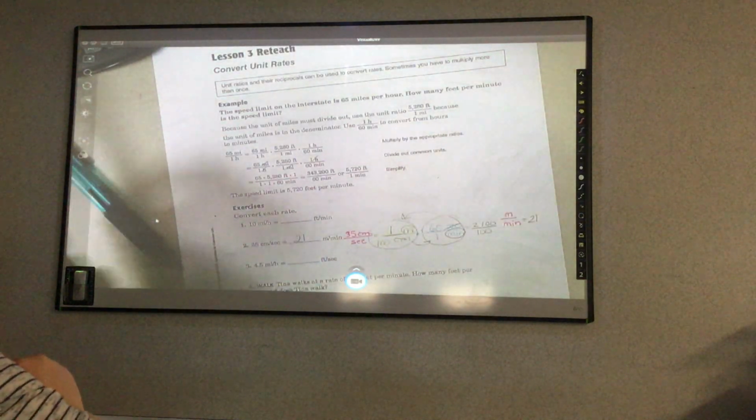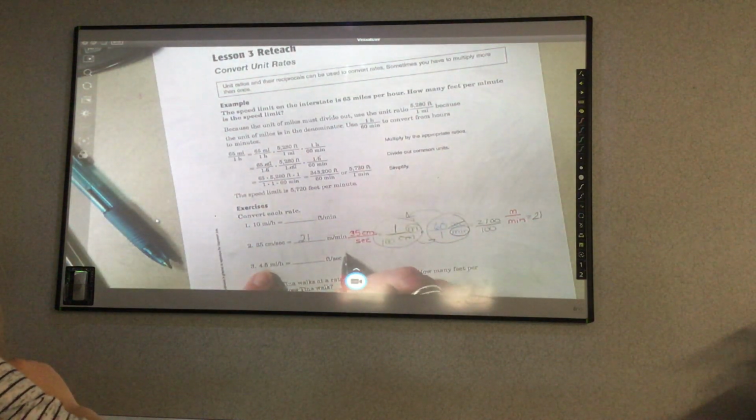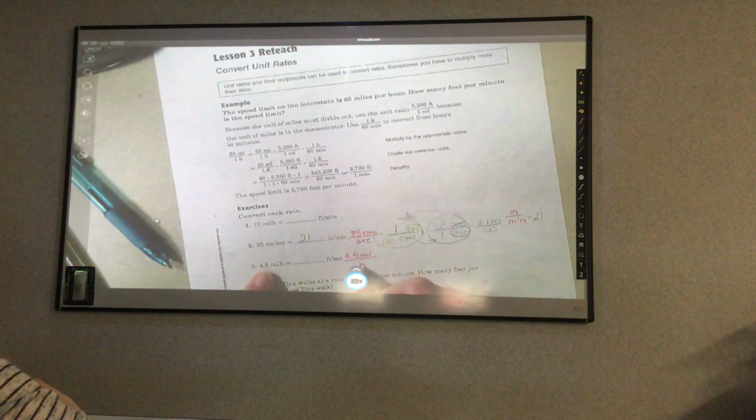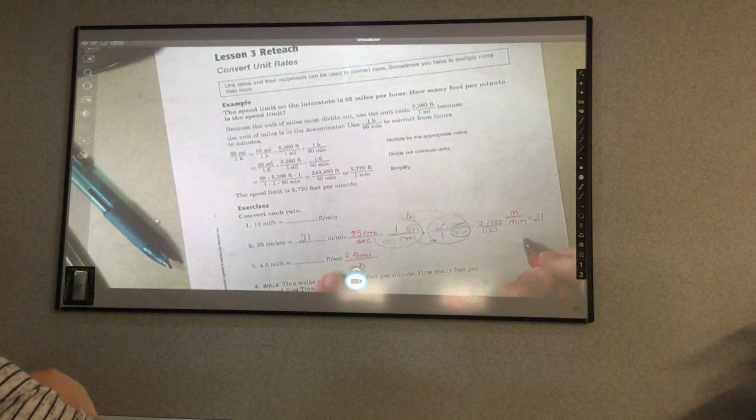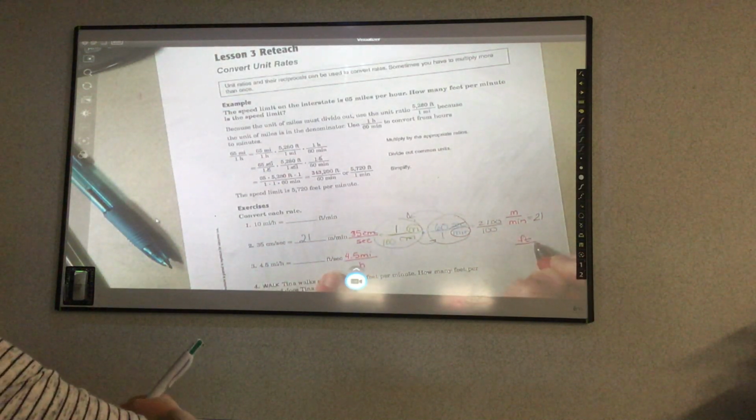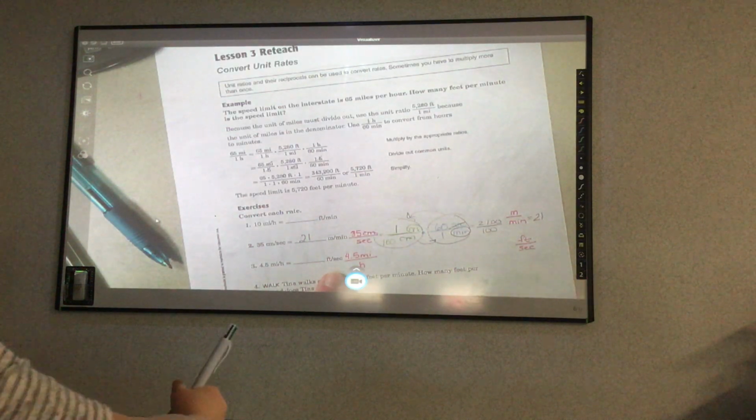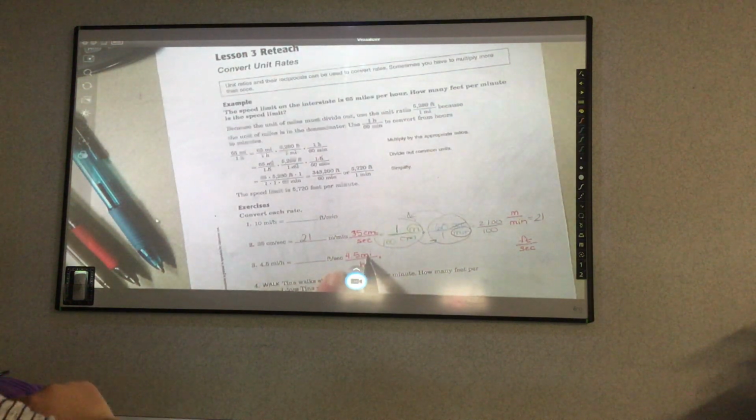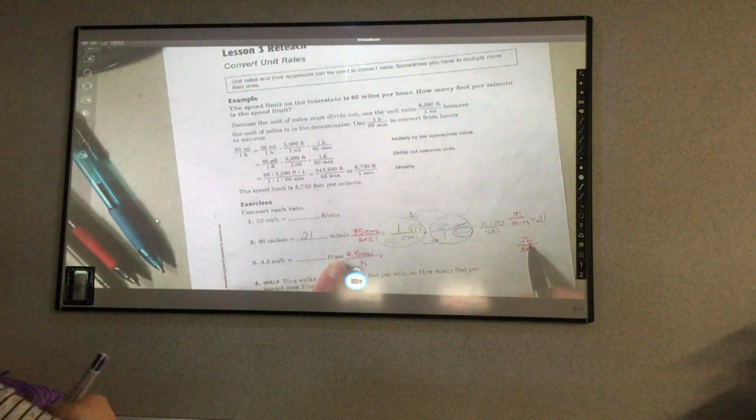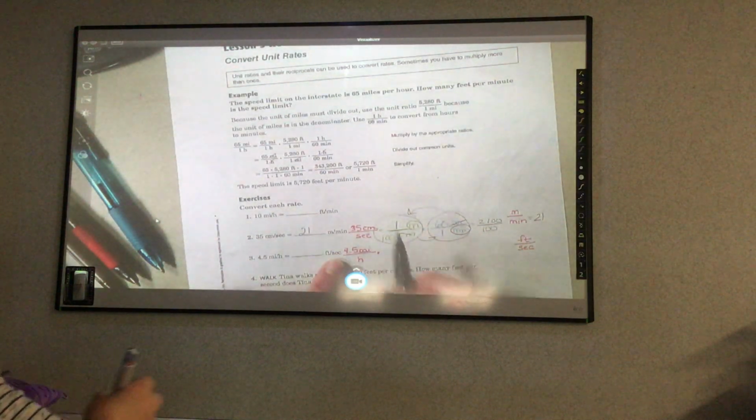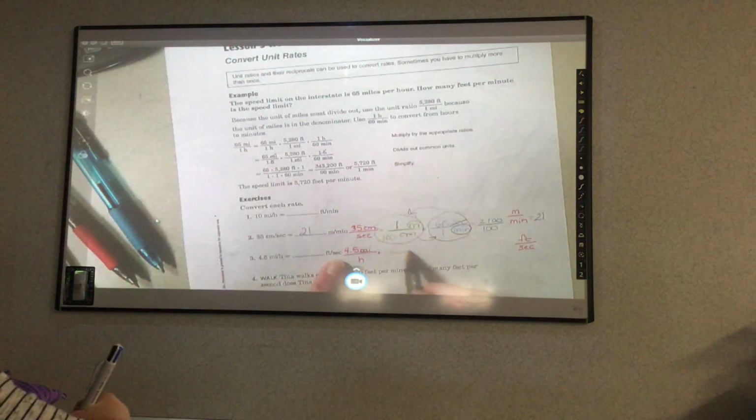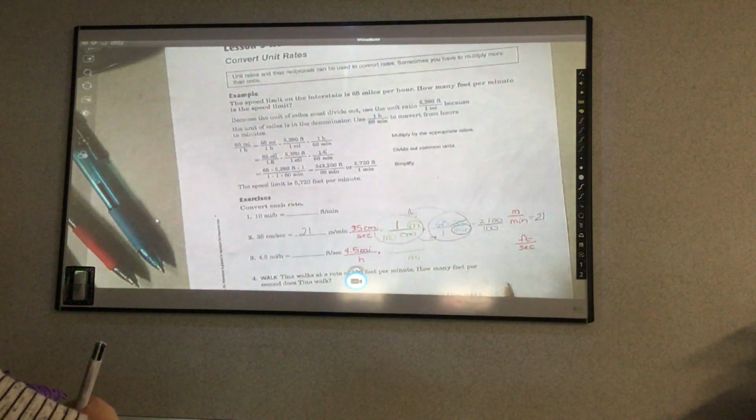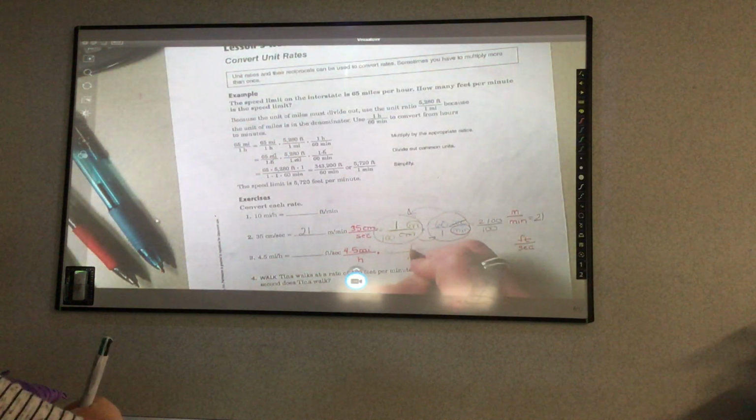So for number 3, we're going to start with what we know. 4.5 miles per hour, and it goes all the way to feet per second. I always start with what's on top first. So I'm changing miles to feet. So miles needs to be on the bottom. If it's on the top, it's not going to cancel out. And we're going to just cancel out that label. And so feet is on top.